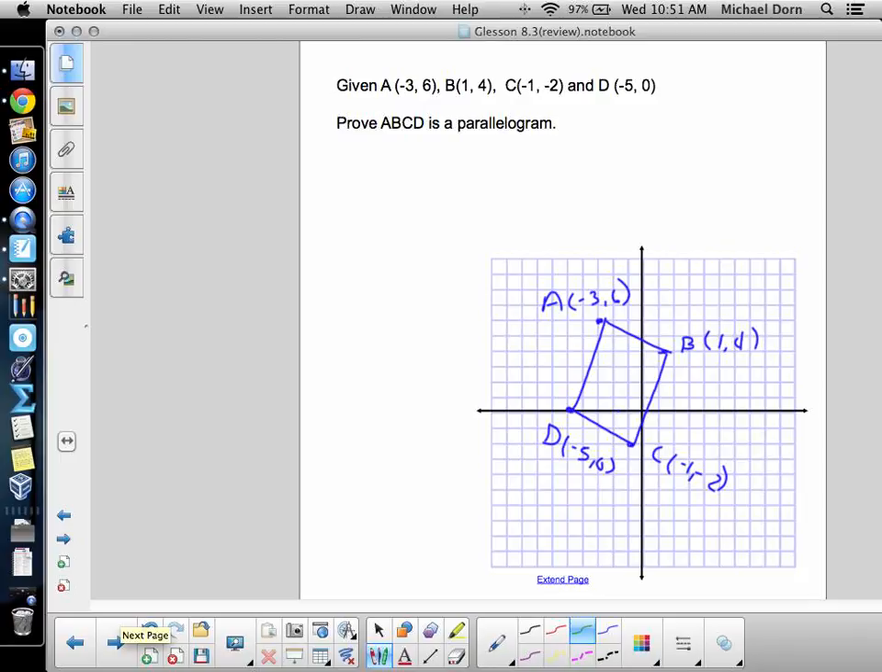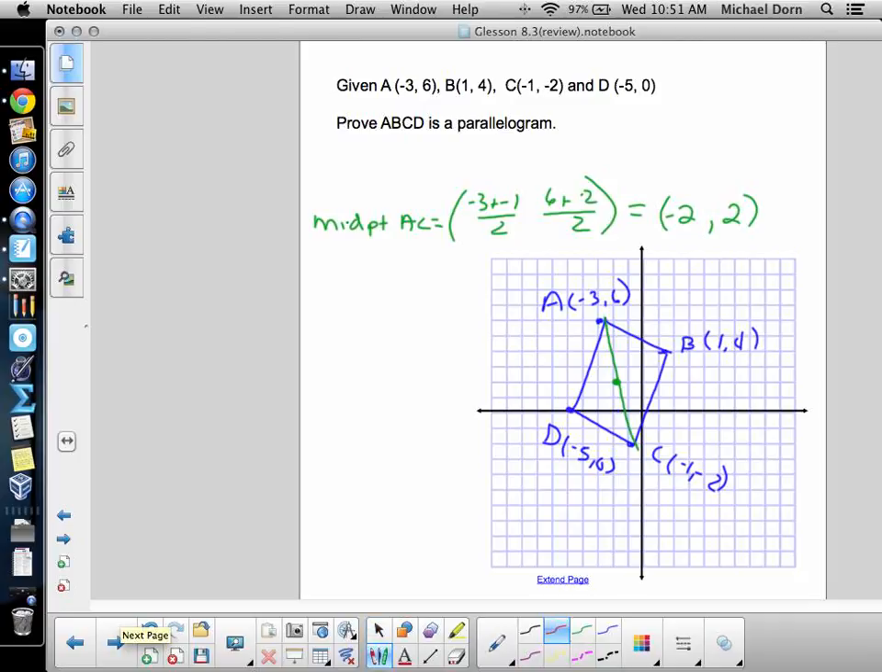Diagonals are AC and BD, so I'd say midpoint of AC is at, and we use midpoint formula, negative 3 plus negative 1 over 2, 6 plus negative 2 over 2, which is negative 3 and negative 1 is negative 4 over 2 is negative 2. 6 plus negative 2 is positive 4, so it's positive 2. So the midpoint of this diagonal is at negative 2, 2, right about there. My drawing's off a little bit.